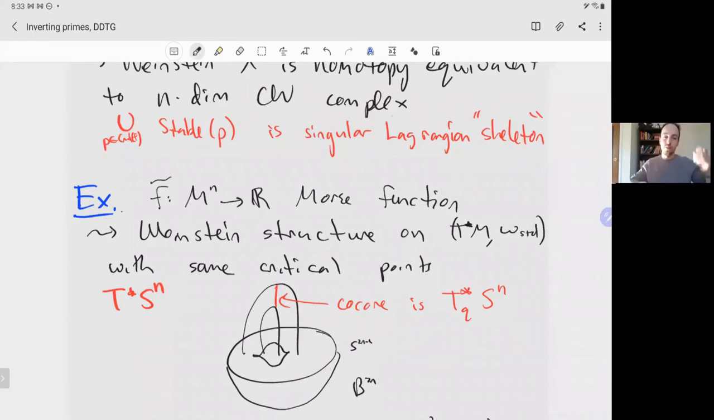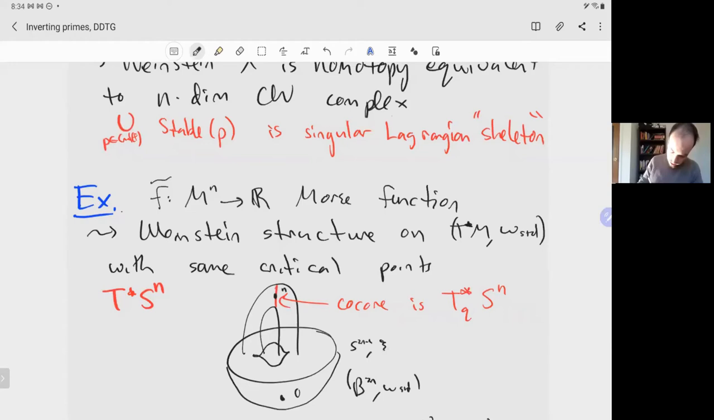So here's an example for T star Sn. Sn has a Morse function with two critical points, a zero and n critical points. And I'm claiming the cotangent bundle T star Sn also has a decomposition with a single zero critical point and a single index n critical point. The zero critical point corresponds to a ball with the standard symplectic structure. The boundary is what's called the standard contact sphere.